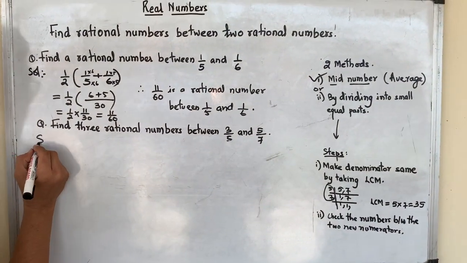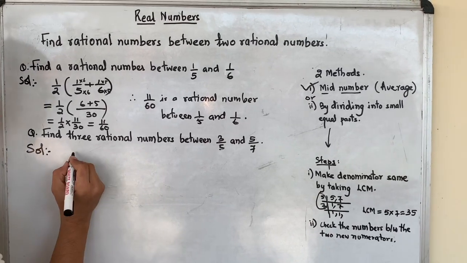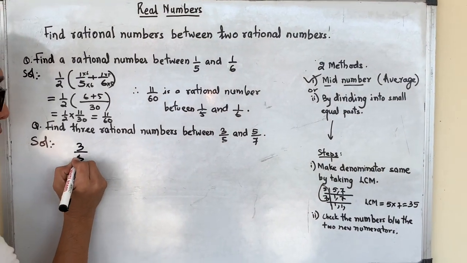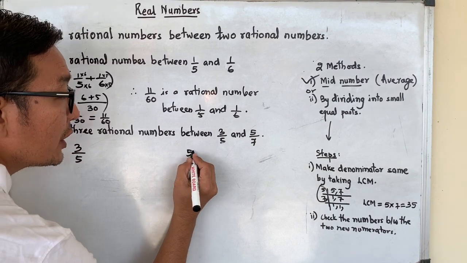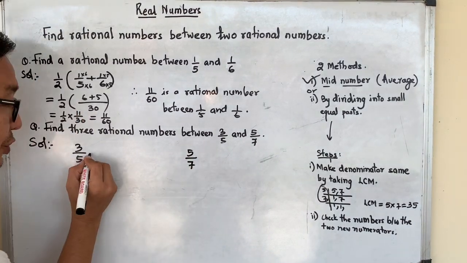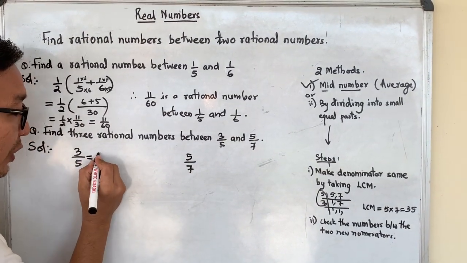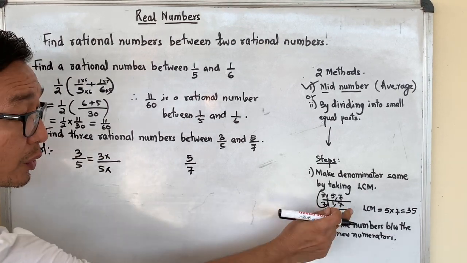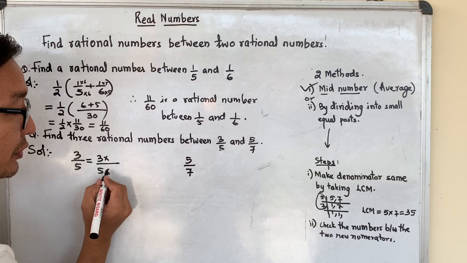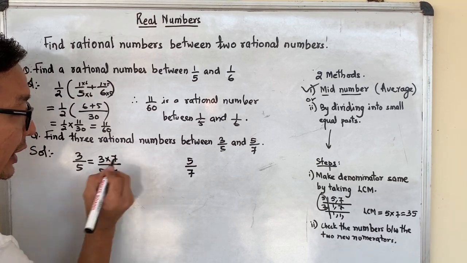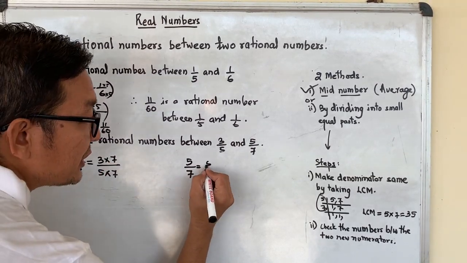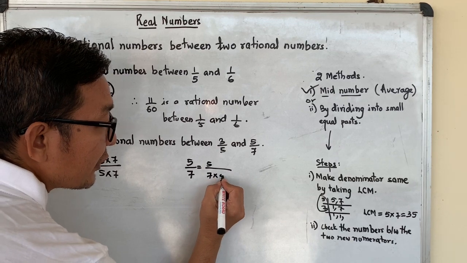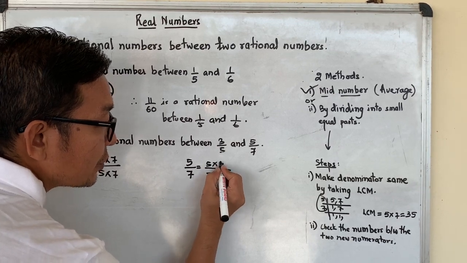First we need to make the denominator the same. So we need to find a rational number between 3 upon 5 and 5 upon 7. So this can be written as 3 times 7 over 35, and 5 times 5 over 35.